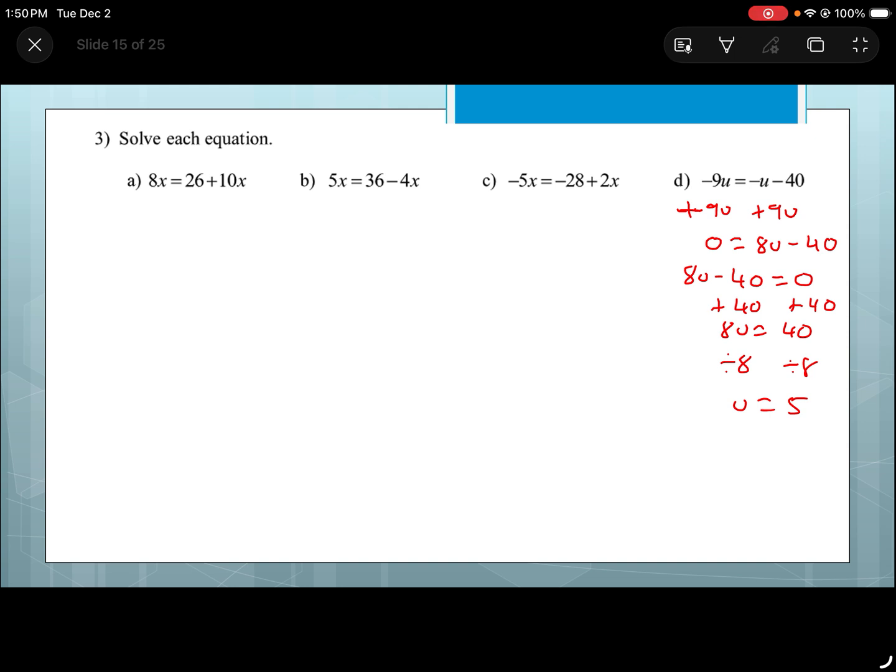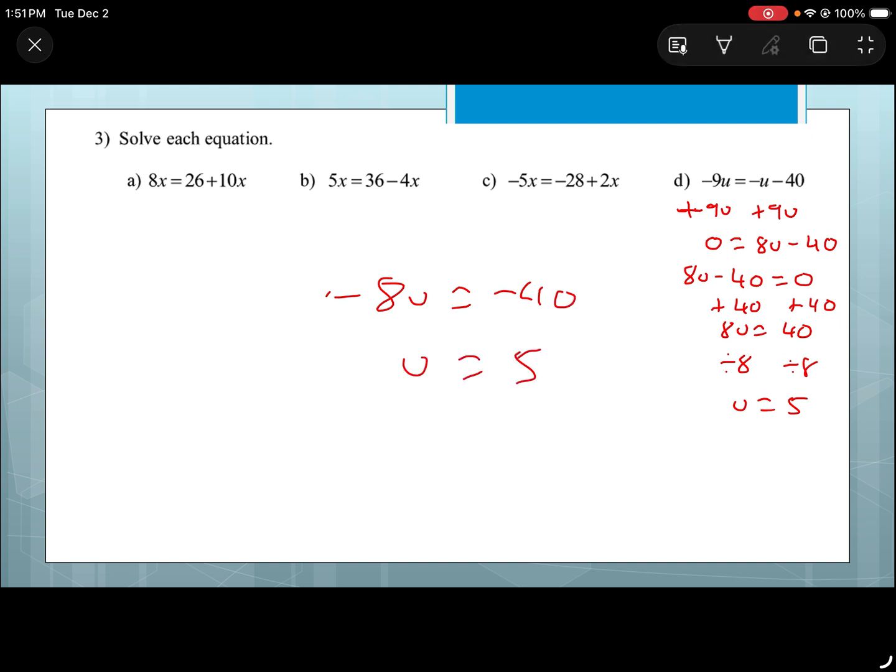You could have just added the u instead, or subtracted negative u, so added u, and you would have got negative 8u equals negative 40. Then you could have just divided by negative 8 and got u is 5 as well. So either way that method works, it's all good.